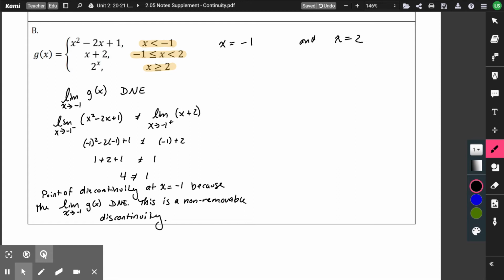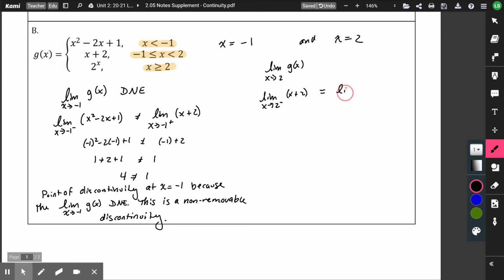So now we're going to investigate what happens at x equals 2. And again, the first thing that we're going to examine is the limit as x approaches 2 of our function g of x. So we'll look at the left-hand side, and that will be our linear piece x plus 2. And we're going to see if that's the same as the limit on the right-hand side, which would be the 2 to the x power exponential function. So we're going to do our direct substitution, and we get 4 is equal to 4. So here we know that our limit does exist. So that is the first condition for continuity.